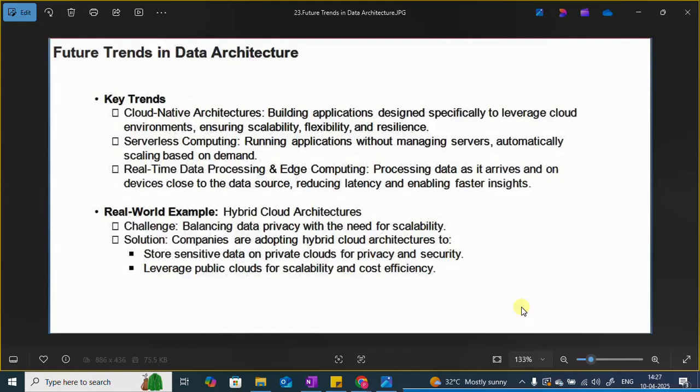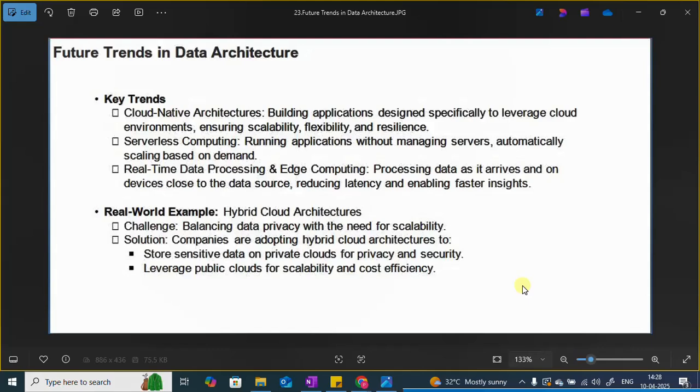Now, real-time data processing and edge computing: processing data as it arrives and on devices close to the data source, reducing latency and enabling faster insights. Real-world example, hybrid cloud architecture. Challenge: balancing data privacy with the need for scalability. Solution: companies are adopting hybrid cloud architecture to store sensitive data on a private cloud for privacy and security, and leverage the public cloud for scalability and cost efficiency.